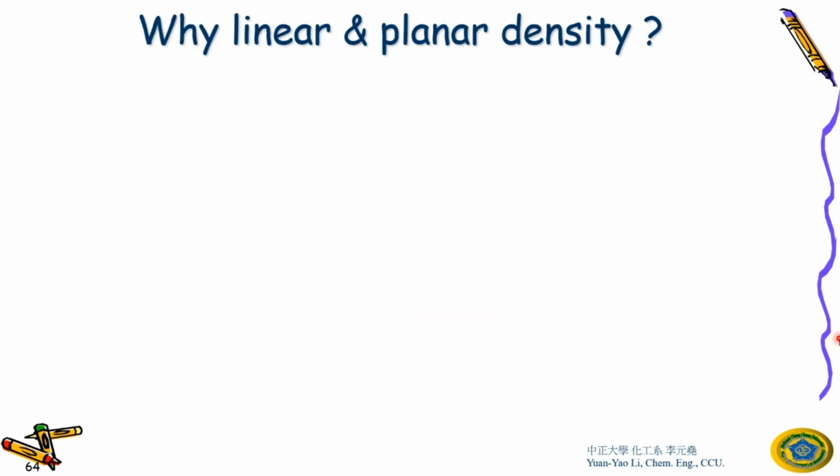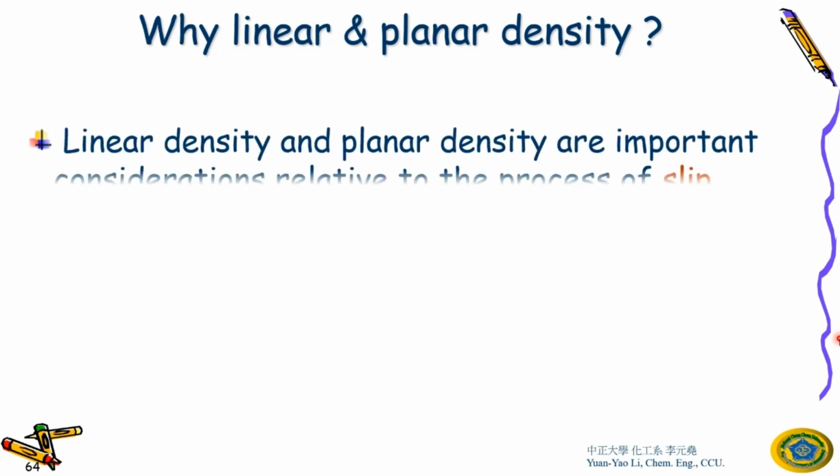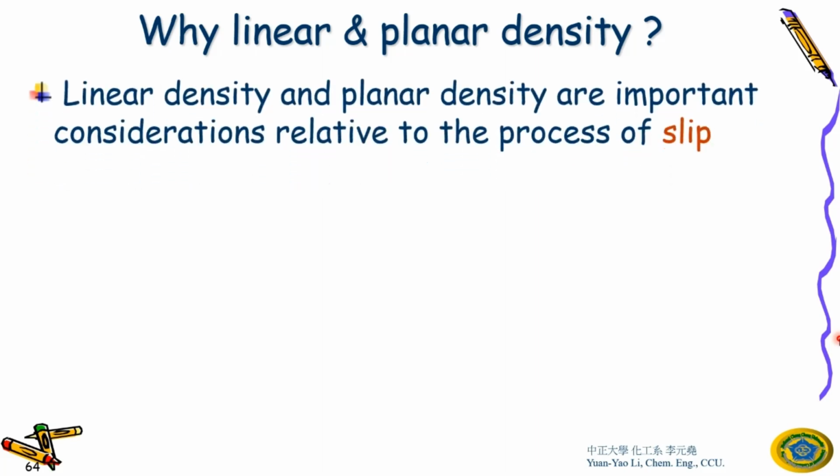So why linear and planar density? Linear density and planar density are important relative to the process of slip. When we talk about a chemical process, we can give the example of catalyst or reactivity. But in terms of mechanical, mechanical engineers need to think of slip. Slip means that you have two phases, and one phase might slip to another place. So this is called slip. So they need to think of the linear density and the planar density.